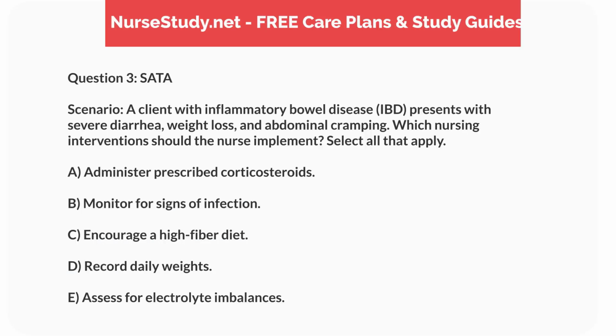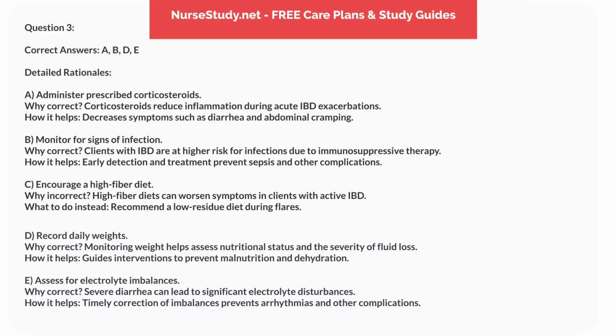Question 3, SATA. Scenario: a client with inflammatory bowel disease (IBD) presents with severe diarrhea, weight loss, and abdominal cramping. Which nursing interventions should the nurse implement? Select all that apply. A. Administer prescribed corticosteroids. B. Monitor for signs of infection. C. Encourage a high-fiber diet. D. Record daily weights. E. Assess for electrolyte imbalances. Correct answers: A, B, D, E.